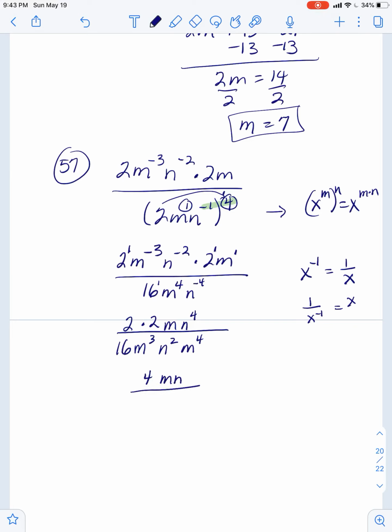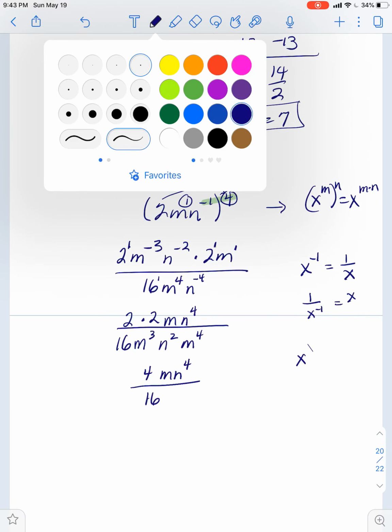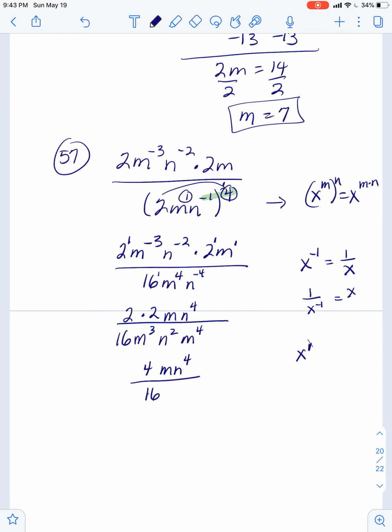Let me go ahead and get this here. And then in your denominator, again, the rule is, if you have x to the m times x to the n, then it's x to the m plus n. Okay, so I am going to be taking my m's and putting them together. So I have 7 and then 2 of those.